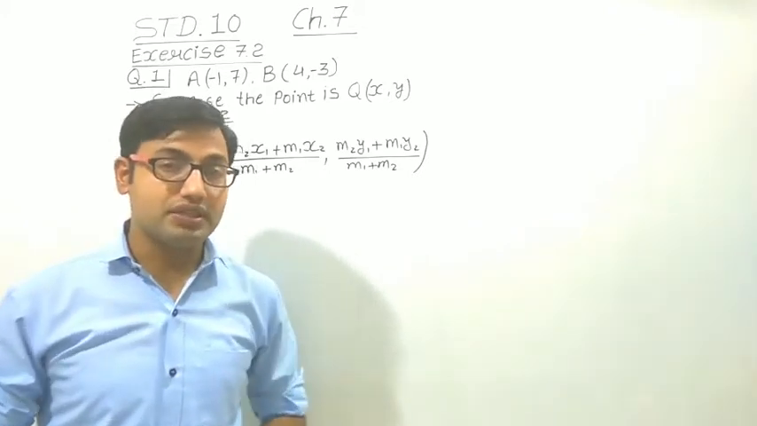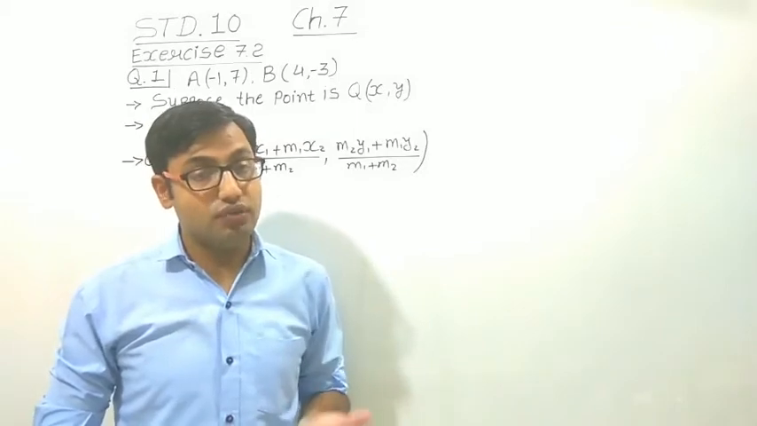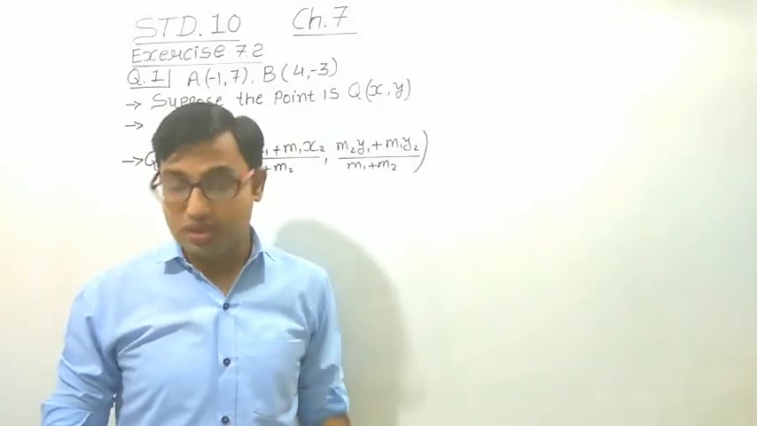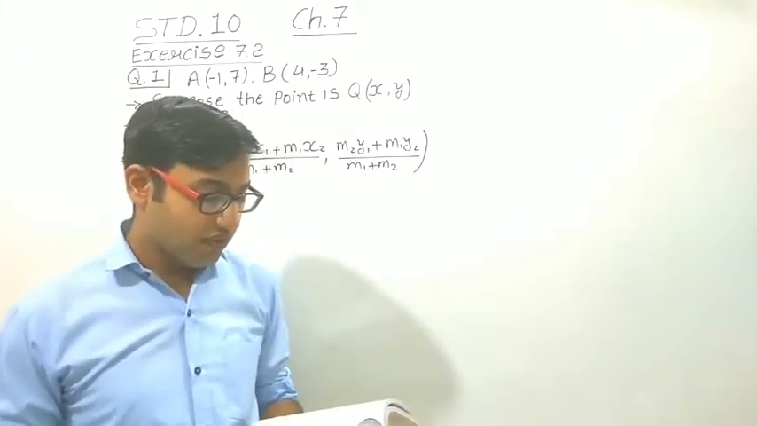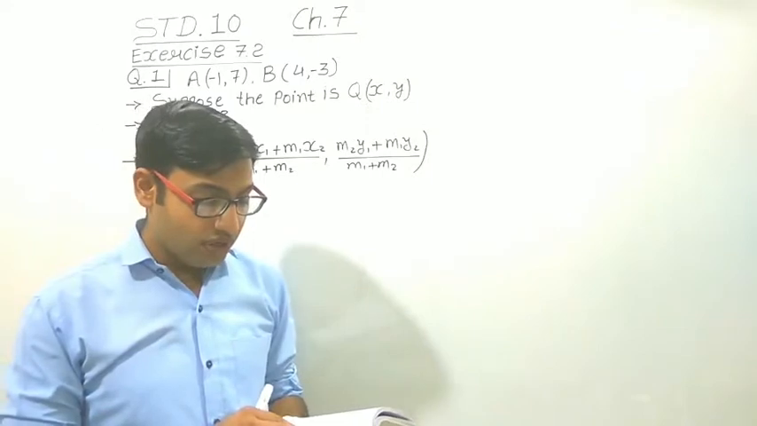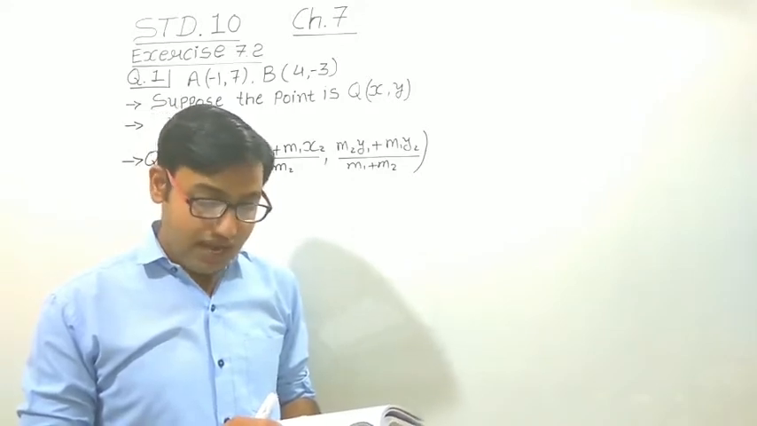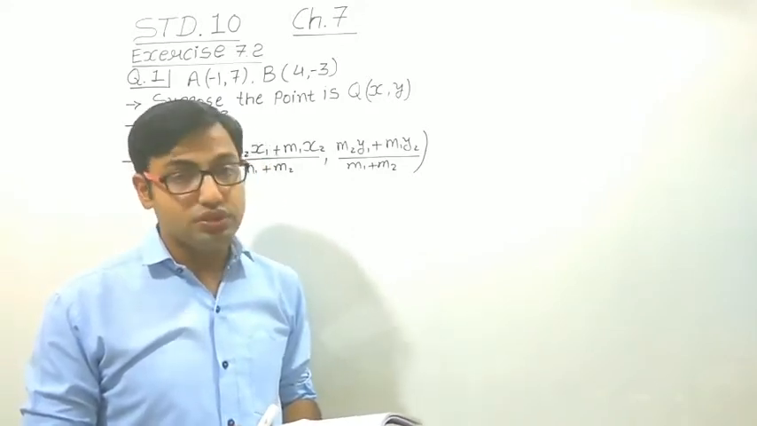In the previous lecture we derived the section formula. So now we know what the section formula is, and today we will study how we can use it. So question number 1 is: find the coordinates of the point which divides the join of (-1, 7) and (4, -3) in the ratio 2:3.